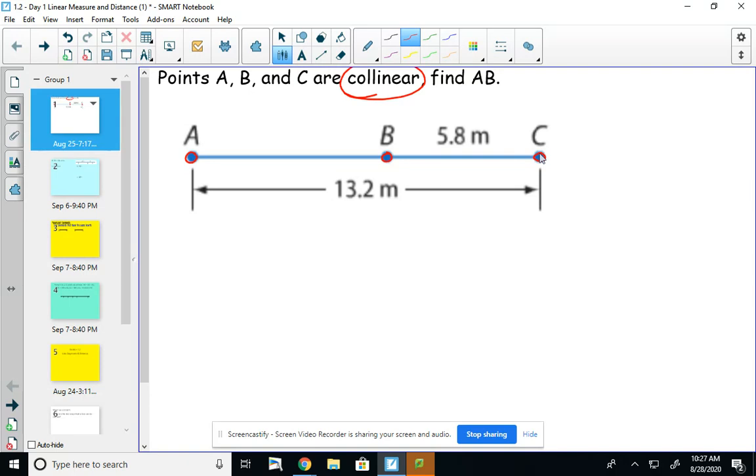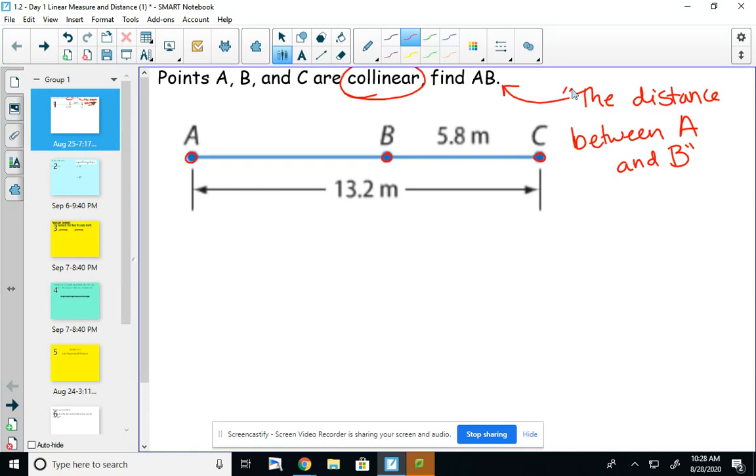We want to find AB. When we have two capital letters right next to each other, like we do there with A and B, that is math shorthand for the distance between point A and point B. Mathematicians love shortcuts, shorter ways to write things. That's why we have so many symbols in math. So whenever you see two capital letters squished together in this class, that means the distance between those 2 points.